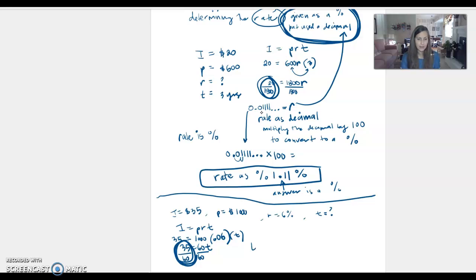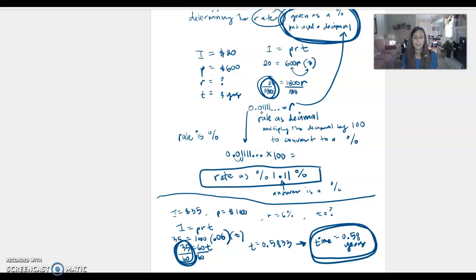I'm getting the time is 0.5833 repeating. Typically you're asked to round it to 2 decimal places. So for this one, time would equal 0.58 years. Typically this would be in terms of years. So that's a little over half of a year. Now you do not have to do anything with percentages because time is not a percentage.